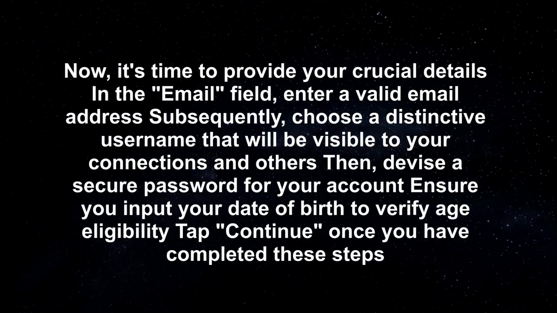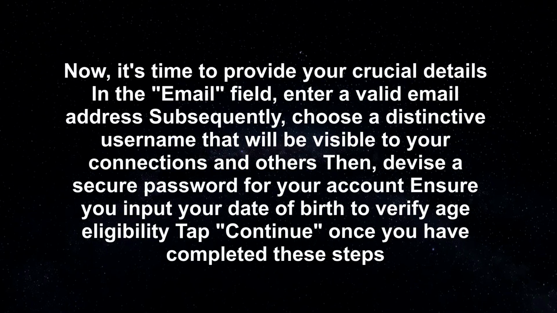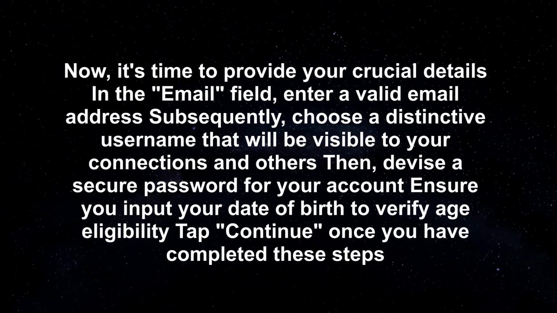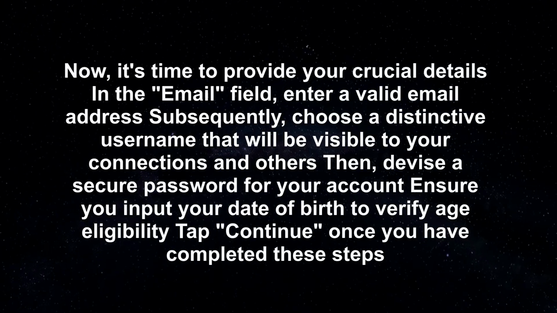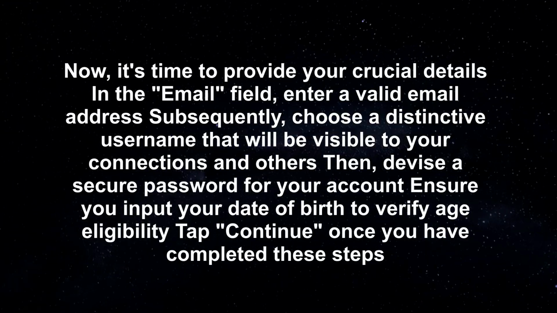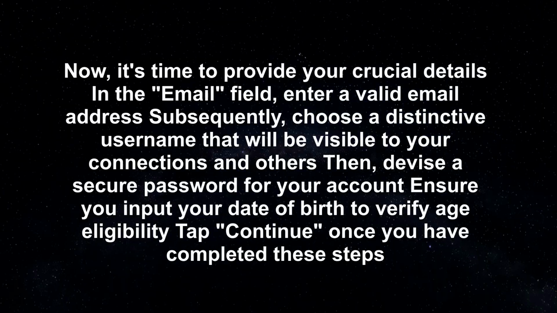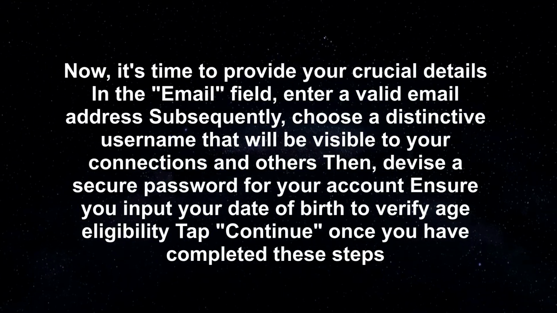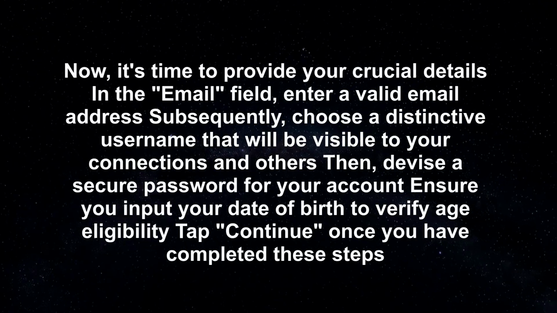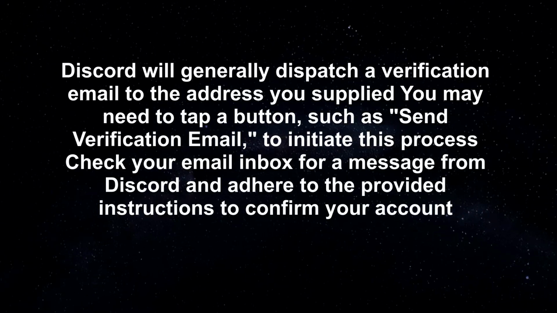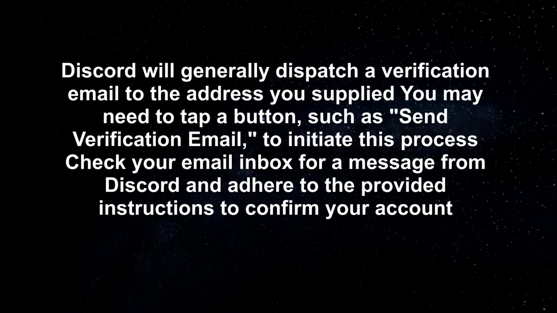Now, it's time to provide your crucial details in the email field. Enter a valid email address. Subsequently, choose a distinctive username that will be visible to your connections and others. Then, devise a secure password for your account. Ensure you input your date of birth to verify age eligibility. Tap Continue. Once you have completed these steps, Discord will generally dispatch a verification email to the address you supplied.